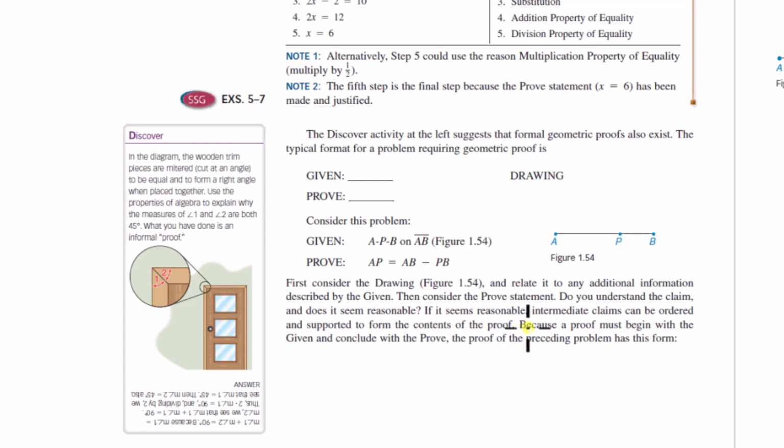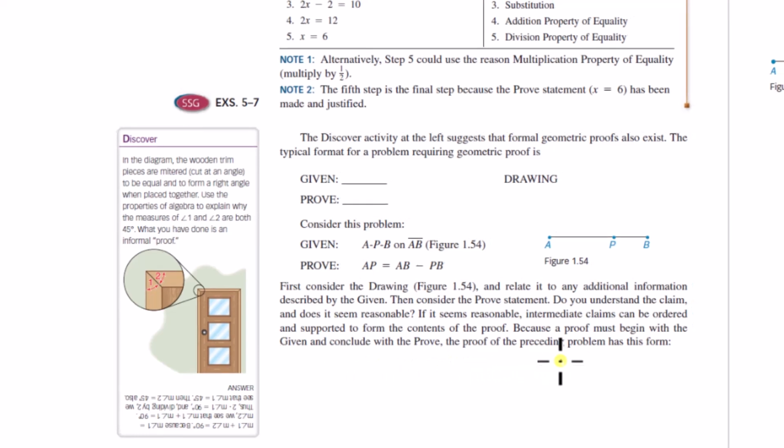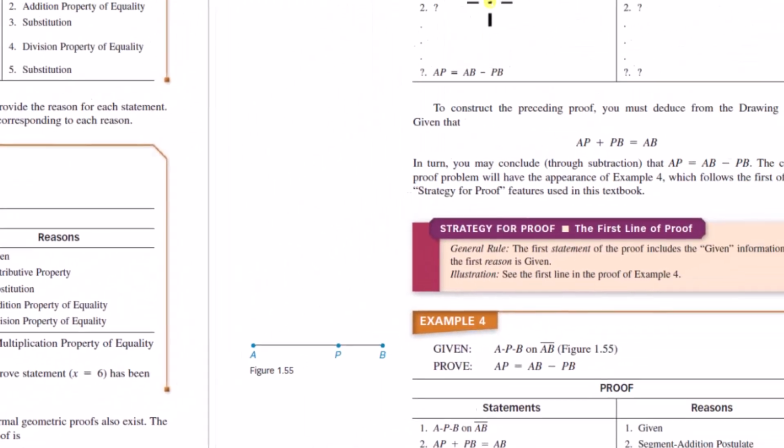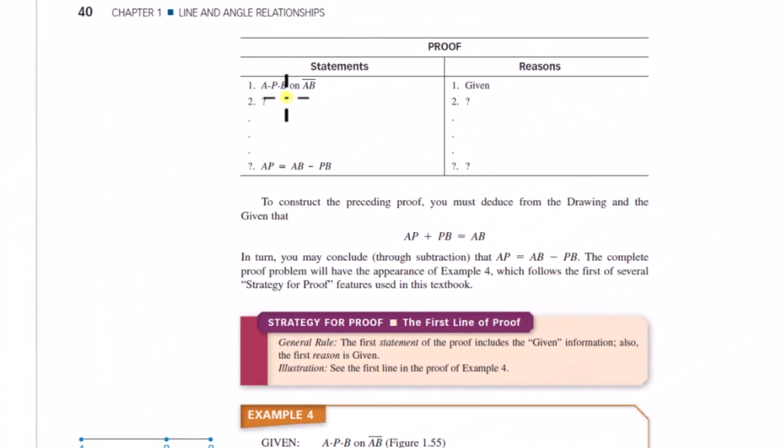If it seems reasonable, intermediate claims can be ordered and supported to form the statements of the proof, because a proof must begin with the given and conclude with the proof. The proof of the preceding problem has this form. So, you have statements and reasons. You're going to start with the given statement, because they have to give us something to start with, or else it doesn't make any sense. But givens are easy. Anybody can make a given. Then from that given, we're going to have a bunch of statements and reasons, and then we want to end with the prove statement and the reason for it. So it's just like what we just did with the algebra proof.